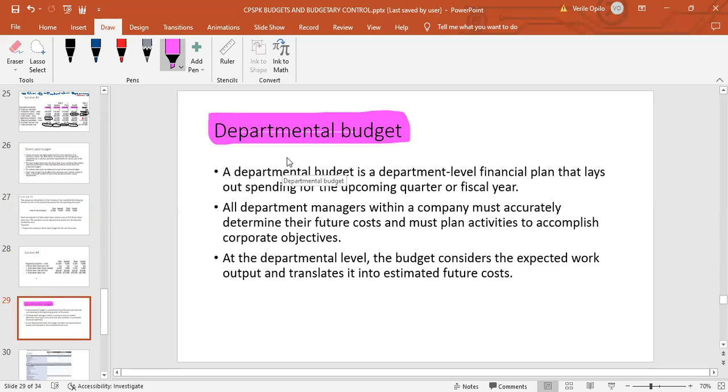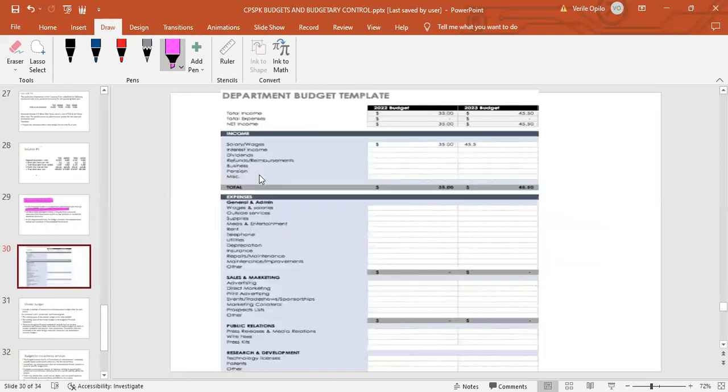So a budget that just shows the departmental level financial plan to spell out the total amount of spending that the department intends to make in a given year. That one is what we call a departmental budget. So we have here an example of a departmental budget.